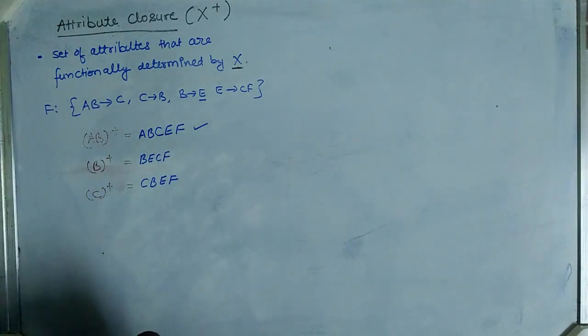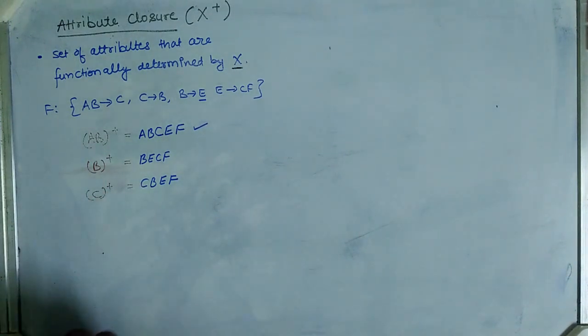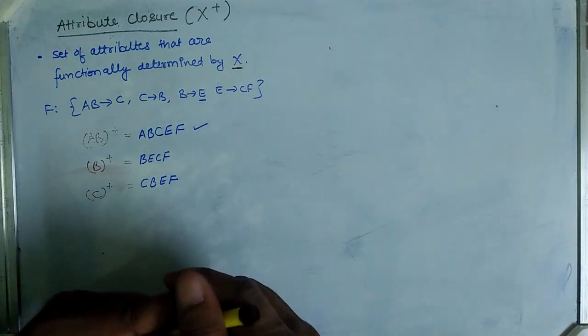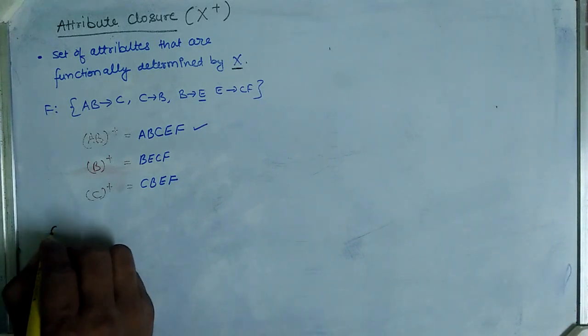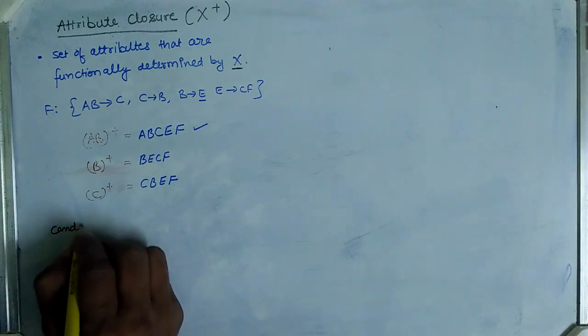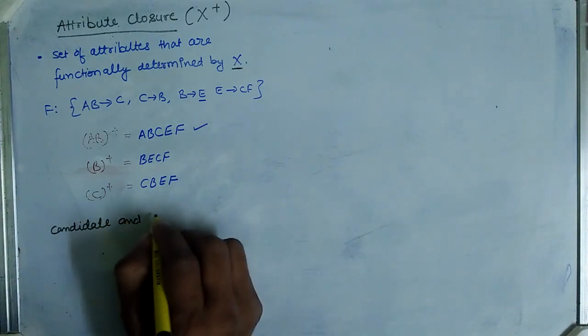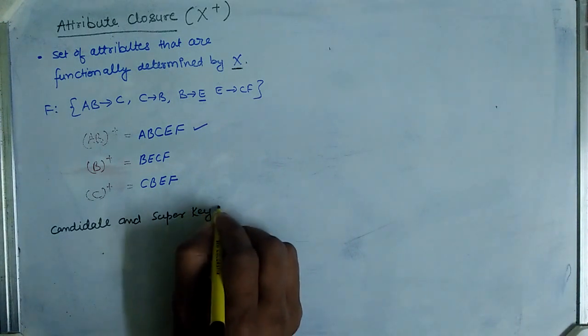Now this closure is very useful in finding the super key and candidate key in a given relation. So let's learn how to find the super key and candidate key by the attribute closure.